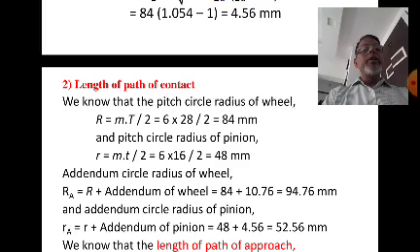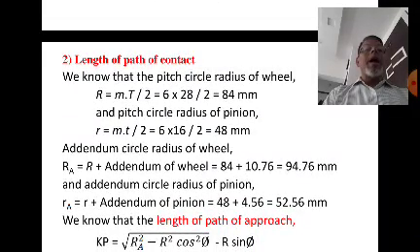Now we know that capital R, that means the pitch circle radius of the wheel, is equal to m into T divided by 2. You just substitute the value, you will get capital R as 84 mm, and the pitch circle radius of the pinion will be 48 mm. Now we can calculate the addendum circle radius of the wheel. So capital RA represents the addendum circle radius of the wheel, that is equal to capital R plus the addendum on the wheel, which you have calculated.